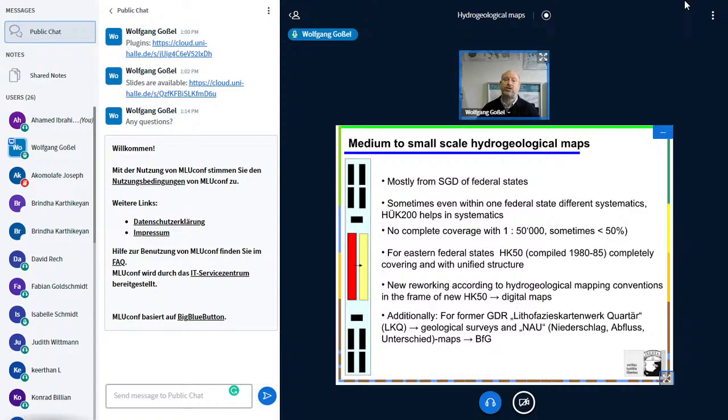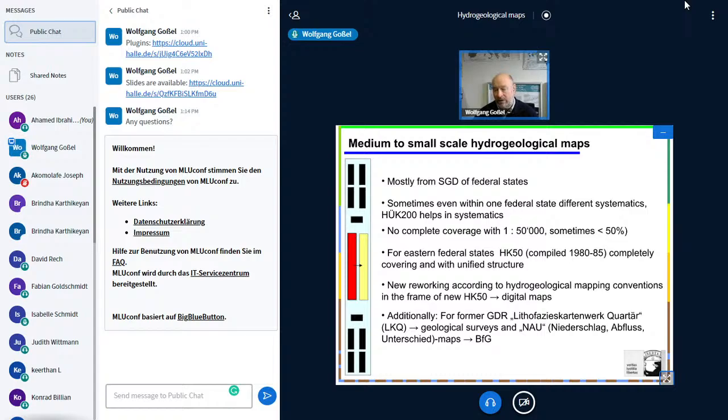Yesterday we talked about cross-sections and how complicated it is to read the cross-section maps in the HK50. But on the other hand, in this Lithofazies-Karte Quartär, you will find very, very detailed cross-sections, and they are geological cross-sections, not hydrogeological cross-sections. They are not schematized in any way, but they are real geological cross-sections. So if you need something like this, try to get these maps. They are very, very good. They are on a high scientific level.